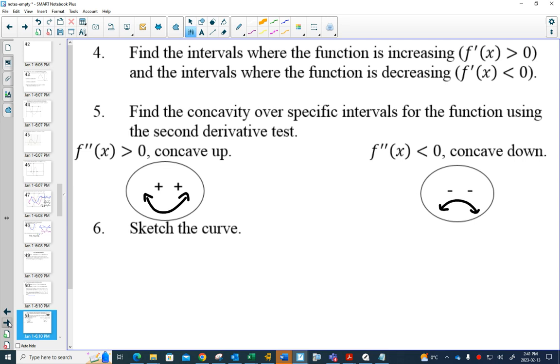Remember that when you find a maximum, a minimum, or an inflection point, you find the x coordinate from the first derivative, x coordinate from the second derivative, but then to find the y coordinate, you always plug back in to the original equation.